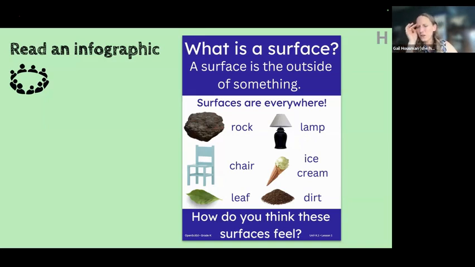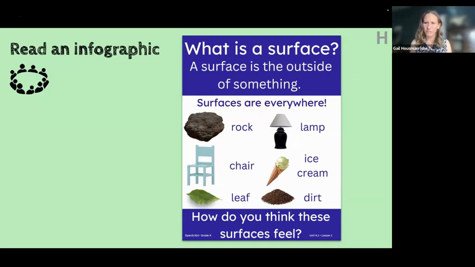And you can just think that in your head. Think about that question in your head. But I'm also thinking as we're looking at this infographic, it says that a surface is the outside of something that we can feel. Where you're sitting right now, can you feel any surfaces? Like what surfaces can you feel?